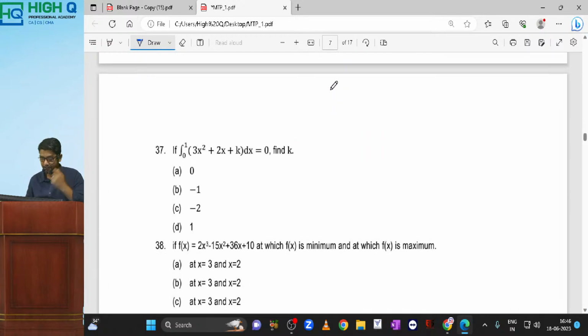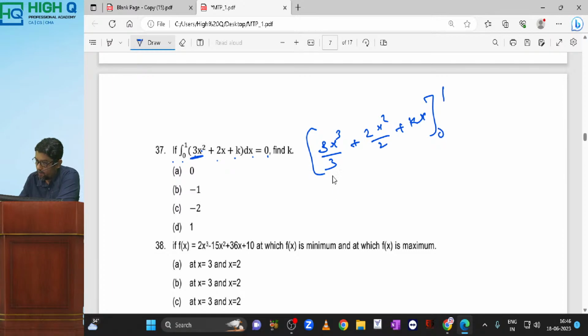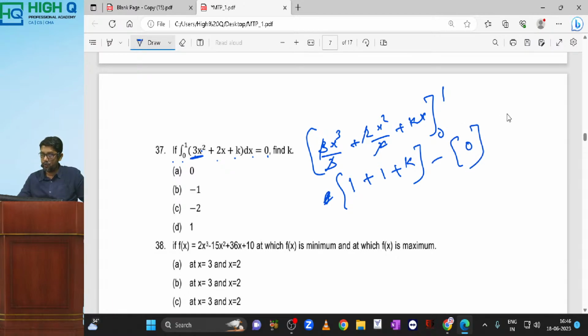Next step. If integral of 0 to 1 3x square plus 2x plus k dx is equal to 0, then find the value of k. Now, what is 3x square integration is? 3x cube by 3 plus 2x square by 2 plus kx, 0 to 1. 3 3 cut, 2 2 cut, 1 plus k minus 0. So which is equal to 0? I'll get k is equal to minus 2.